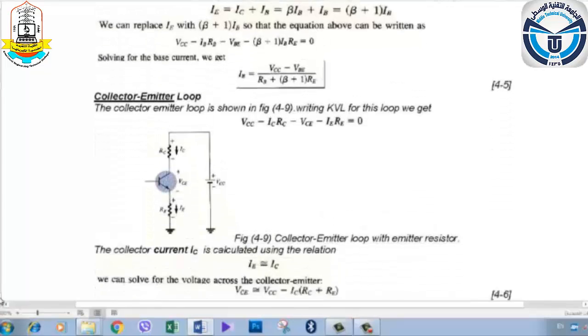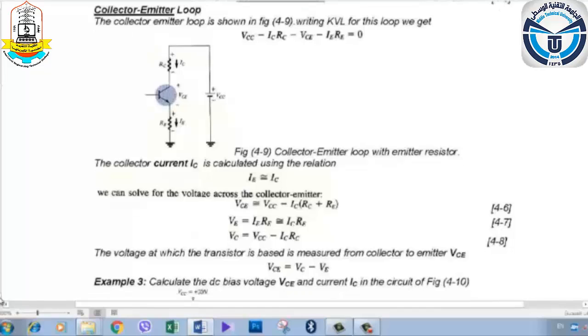Now we come to the collector emitter loop, and in the same way we apply Kirchhoff's voltage law: VCC minus IC RC minus VCE minus IE RE equals 0. From this formula we can calculate the collector emitter voltage, which equals VCC minus IC multiplied by RC plus RE. The emitter voltage and collector voltage can also be calculated from this formula.